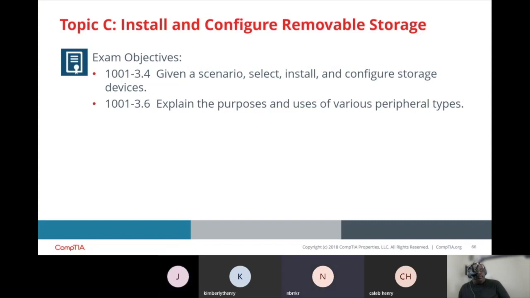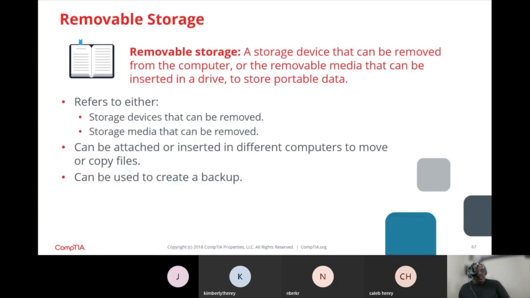Installing and configuring removable storage. We should be able to fly through this a little bit fast. A storage device that can be removed from a computer, and/or the removable media can be inserted into the drive.